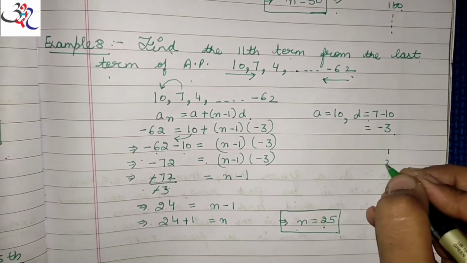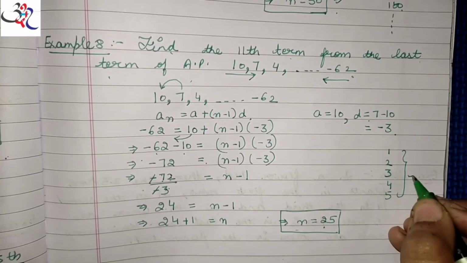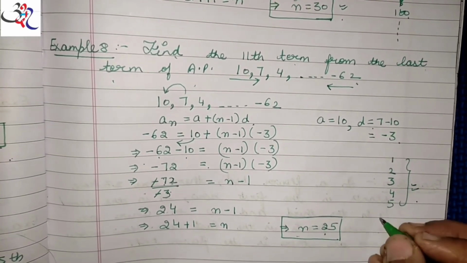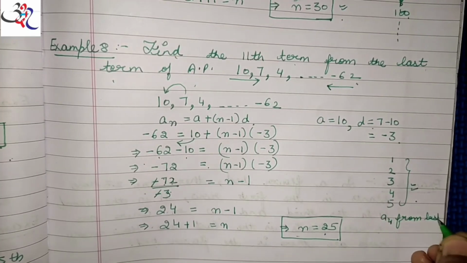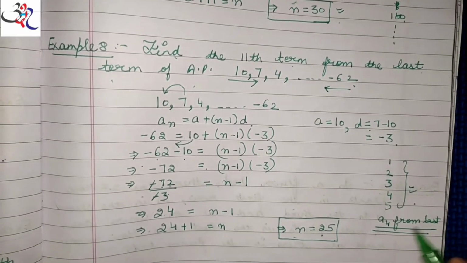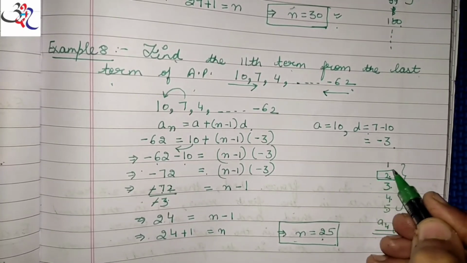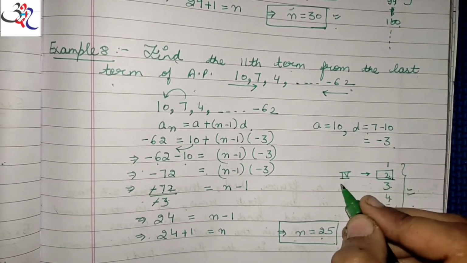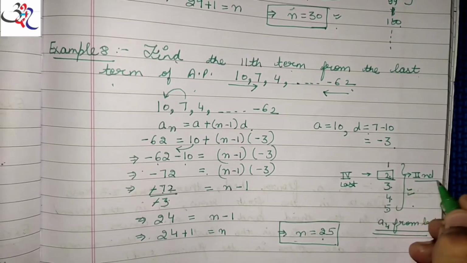So which will be my 11th term from the last? See very carefully. Suppose there are 5 terms in the AP, and I ask you to find the 4th term from the last. Then which term will it be from the beginning? 4th term from the last: first, second, third and fourth. So this will be my 4th term from the last, and second from the beginning.